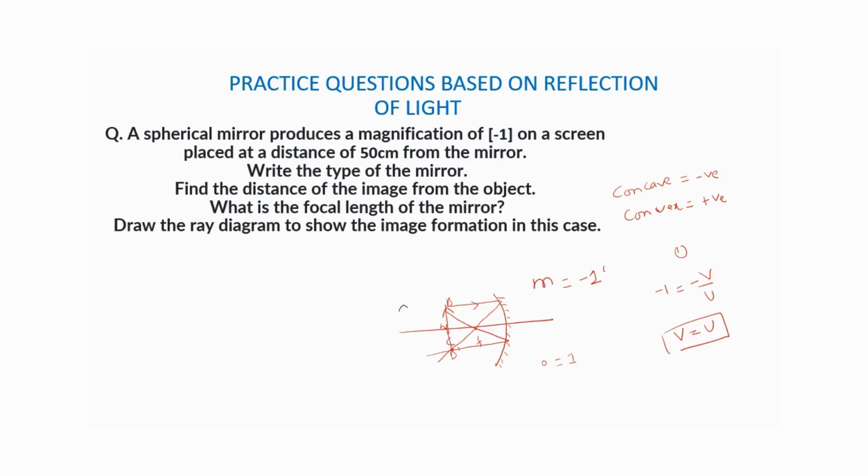So here the distance of the image from the object is actually 0 because both are at the same place. And if we want to find out the focal length of the mirror, we know the formula r equals 2f. That means radius of curvature is defined as twice the focal length. Here radius of curvature is 50 centimeter, so my focus is going to be -25 centimeter. So we have the result and we have solved this question, and I have given you the ray diagram for this image formation. Let's proceed to the next question.